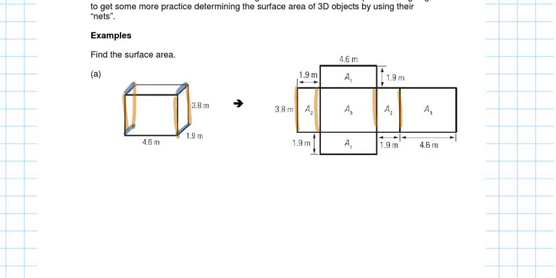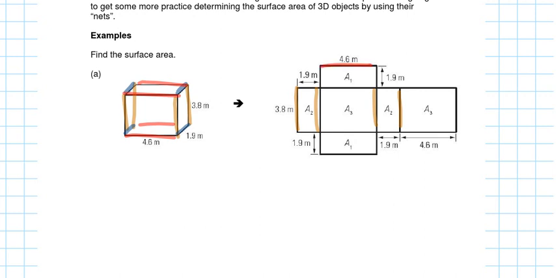Then we have the 4.6. So if you look at this, it is 4.6, the top and the top. Okay? So if you're looking at the triangle, if it's made of the red and the blue, that's 4.6 times 1.9. Okay? And you see that I have two of them, the top and the bottom. Okay? Which makes up the A1.